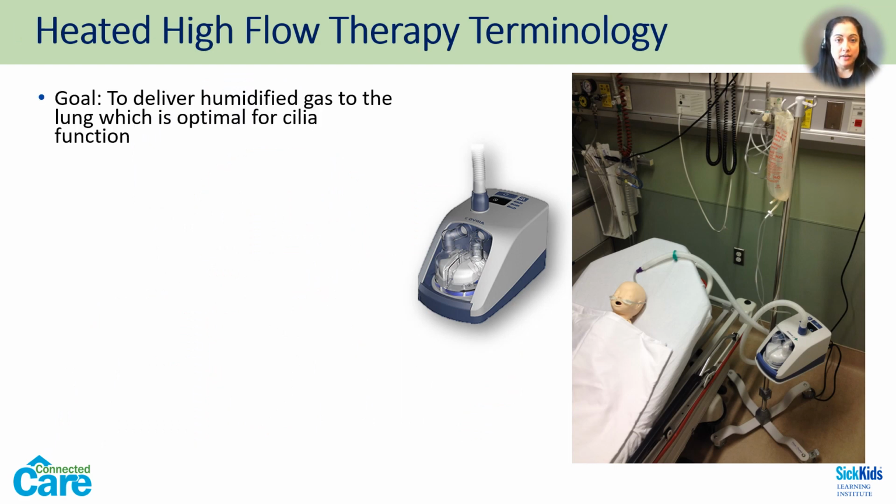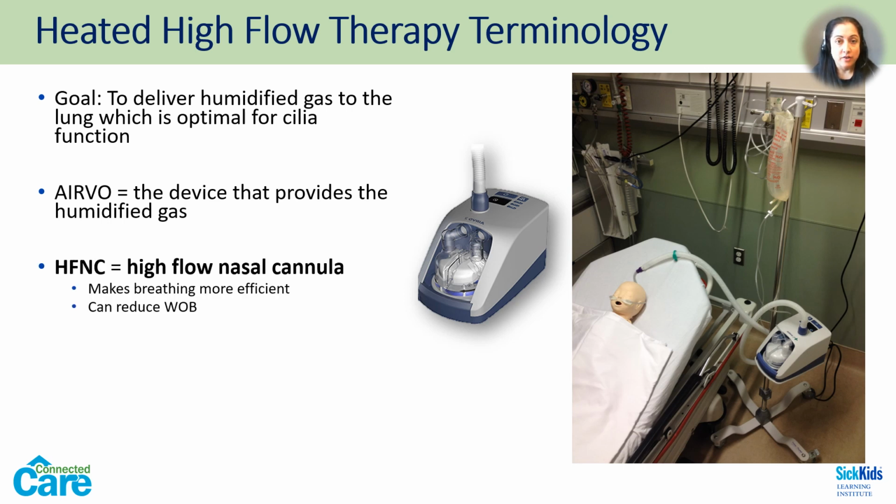Heated high flow therapy terminology. The goal of heated high flow is to deliver humidified gas to the lung, which is optimal for cilia function. Airvo is a device that provides high flow humidified gas that is warmed, and in pediatrics this flow is typically in the range of about 30 to 50 liters per minute, which usually meets the child's spontaneous inspiratory demand. High flow nasal cannulas are the recommended interface as they are directly provided into the nares and they meet the patient's inspiratory demand and help to reduce work of breathing.